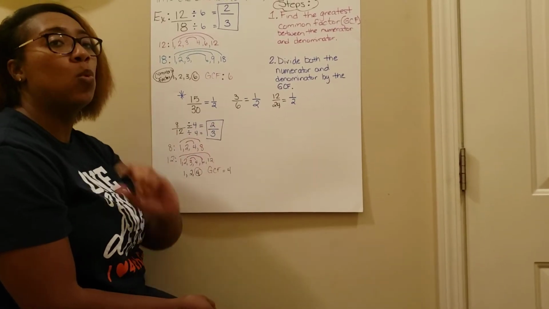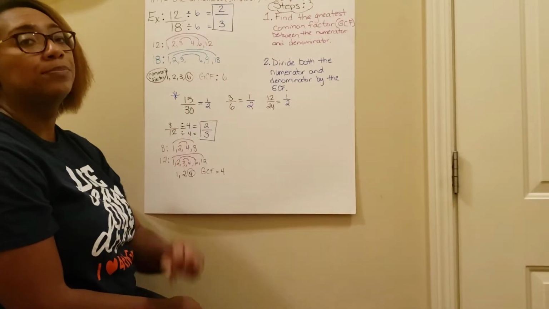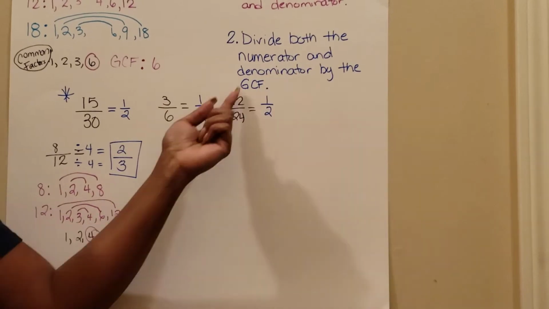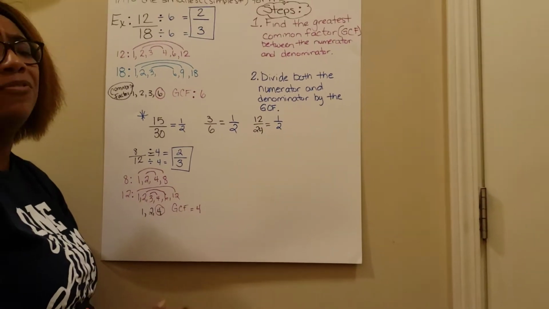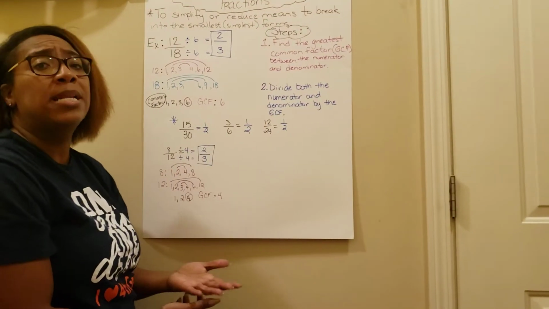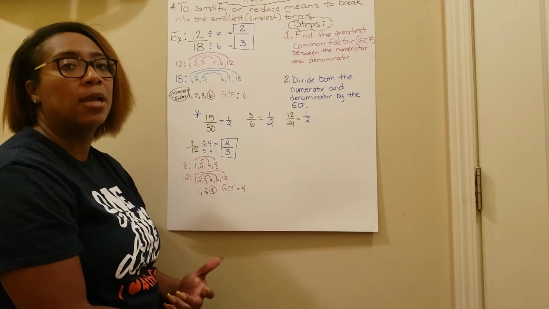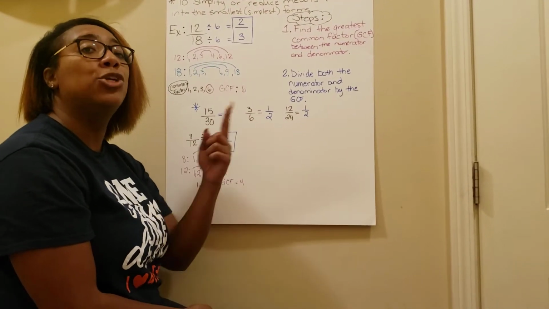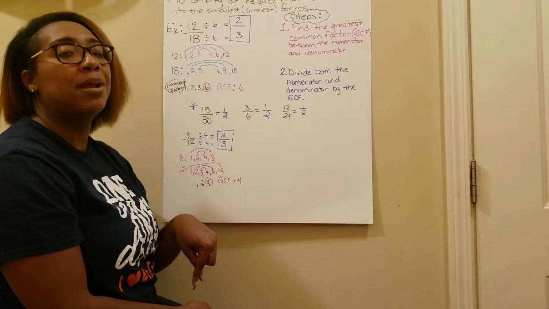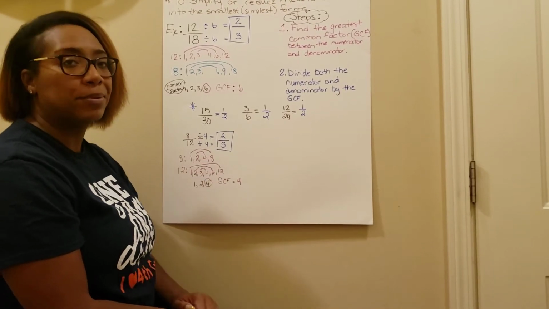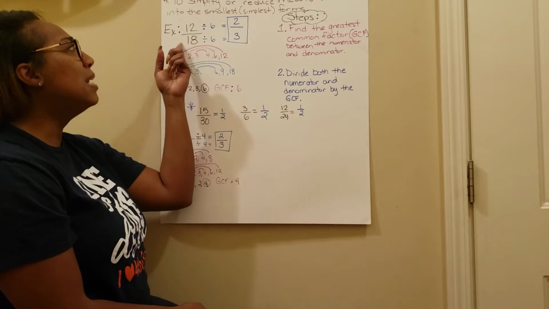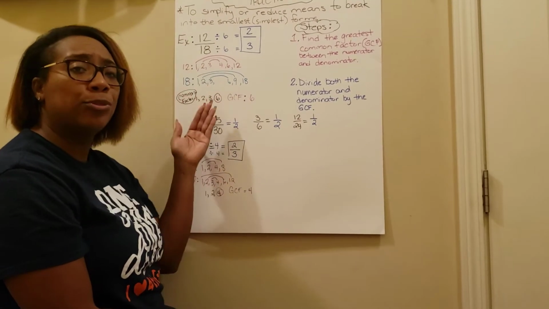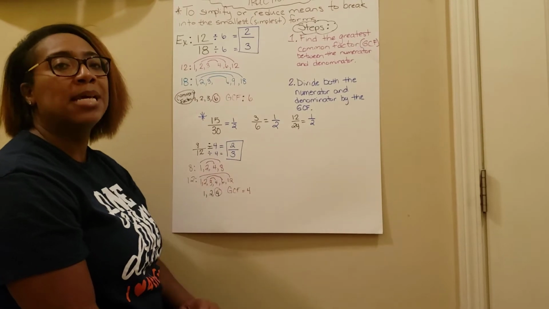So that's step 1. Step 2, we're going to divide both the numerator and the denominator by the GCF. So after we do step 1 and we find the greatest common factor that we have alike, we're going to take that greatest common factor and divide both the numerator and the denominator of the fraction by that number. All right, so I had an example here. I've already written some things on the board just for time's sake, and I'm going to go through it, and then we'll do a couple of problems at the end.